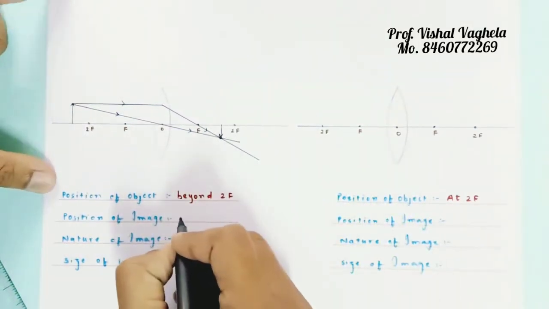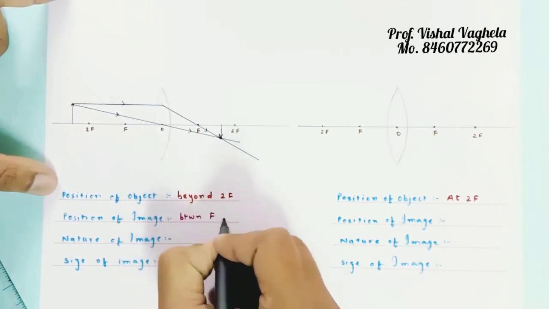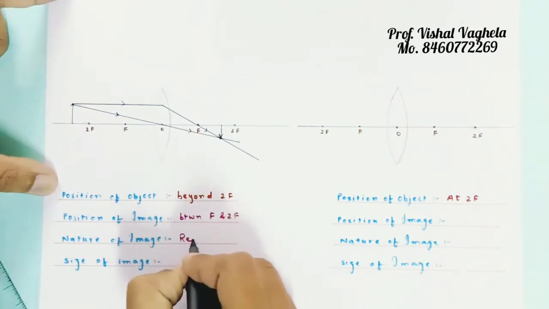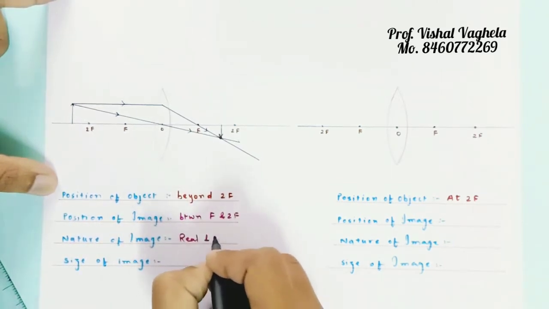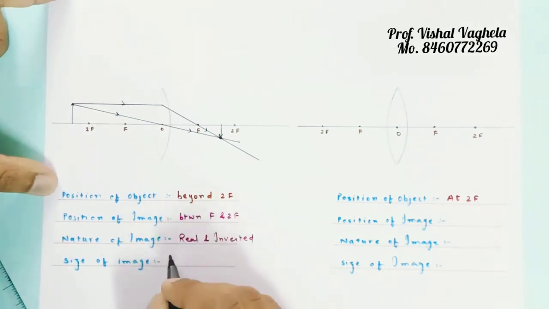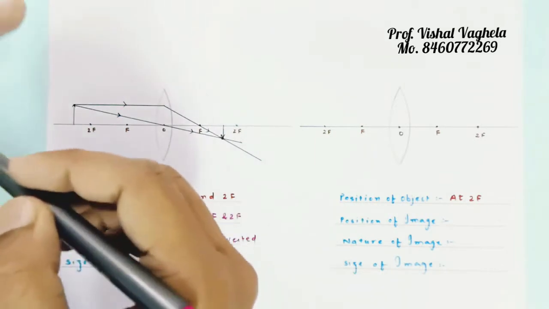Now position of the image is between f and 2f. Nature of the image, real, and real images are always inverted. Size of the image is smaller than the object, or we can also choose to write down diminished, but as I said, I want to tell you something about size, so I am not filling this blank right now.